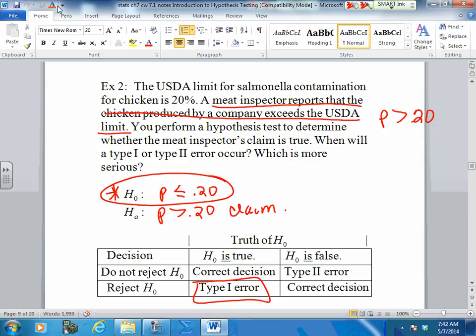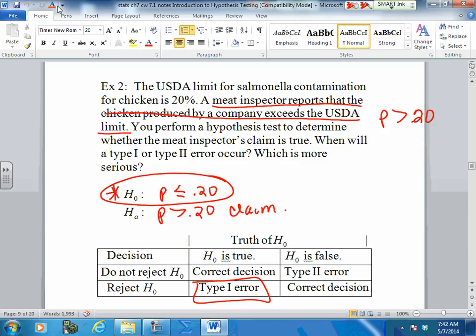Now, we don't know this, so we did our test with our sample, but we found that we did not reject it, so therefore we said it's true. That was the correct decision. If we tested the meat is really less than 20%, but our sample says it is not, so we rejected this statement, we made an error. We said it's not less than or equal to 20%, but it really was. Do you see where the error is?